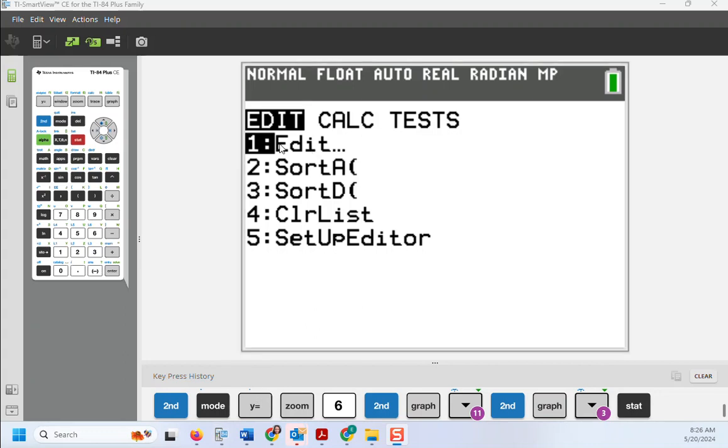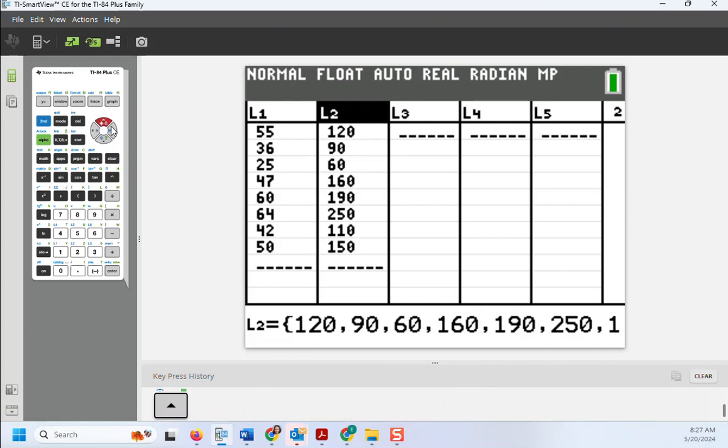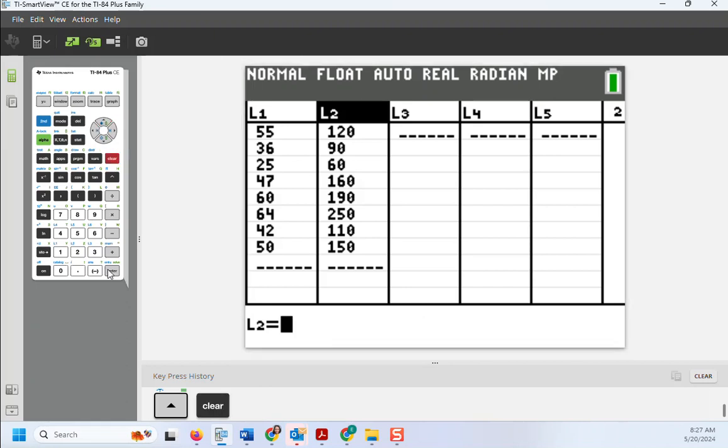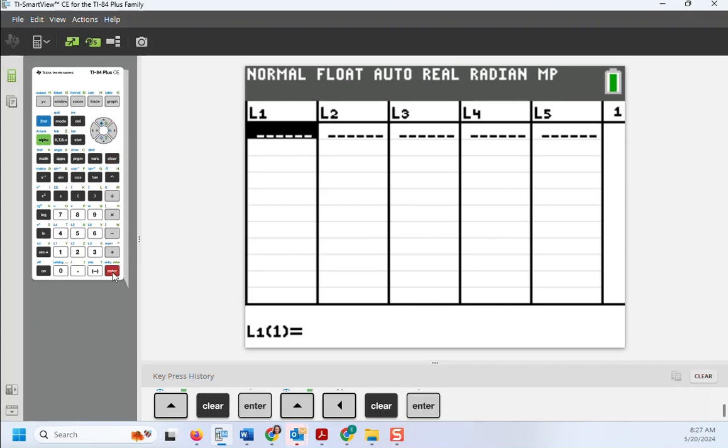All right, so Edit is the first choice, so just press Enter. There is likely data in those lists. If there's not, you're good. But if there's data in your list, you go up to the title of the list. Do not press Delete. That will mess you up. Do not press Delete. Go to the title of the list, press Clear, and then Enter. Go to the title of the other list, press Clear, and Enter.